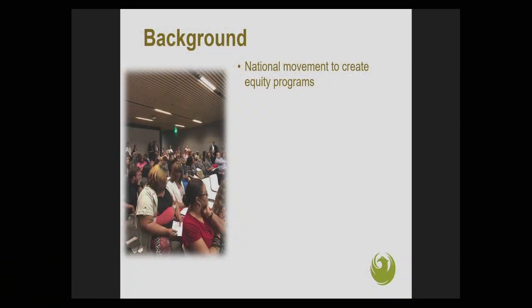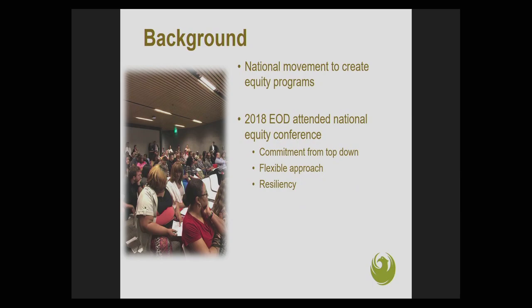During the summer of 2017, members of the community expressed an interest in the city's equity efforts. In June 2018, Equal Opportunity Department staff attended a national equity conference. Lessons from the conference included, in order to have a successful equity program, you need to have a commitment from the top down. Second, you need to have a flexible approach, one that's inclusive of each and every entity. And third, you need to be resilient. Clearly, you need to be resilient in order to be successful.